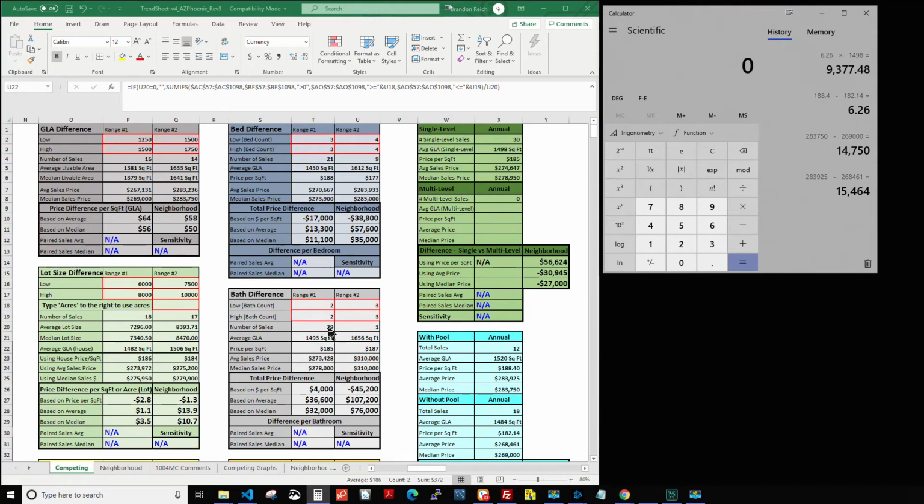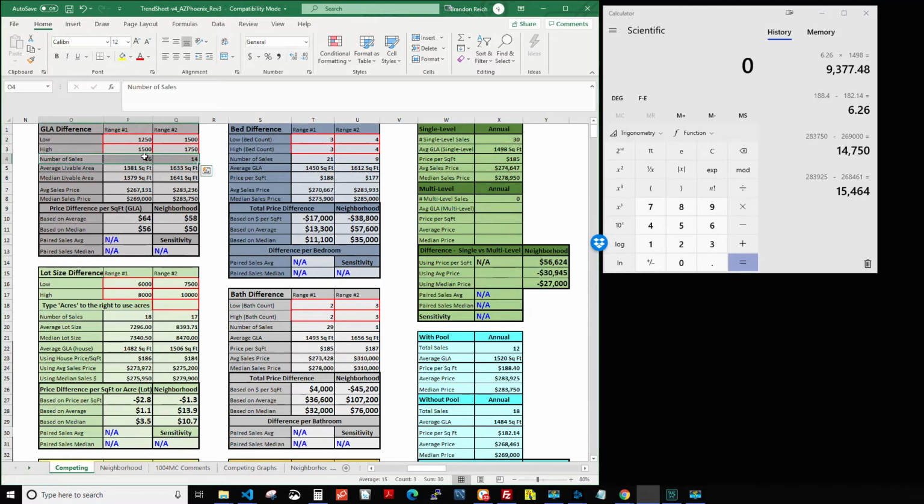GLA is a little different because you don't just have an easily definable group like all those with 2 baths and all those with 3 baths, because with GLA or with lot size, you're going to have a range more than a set group defined by one number. So what I've done is I've grouped all of those competing properties, and I also did it with my broader neighborhood, into these 2 groups. I looked at all properties between 1250 and 1500 square feet, and then all properties between 1500 and 1750 square feet. My results here are that there are 16 properties that meet the requirements of this group and 14 that meet the requirements of this group.